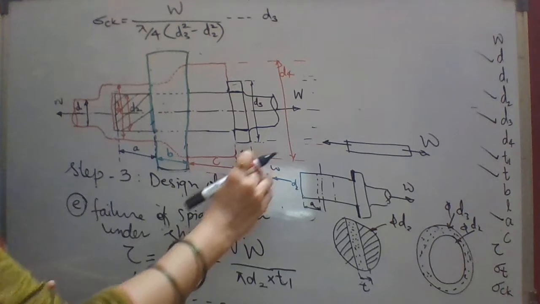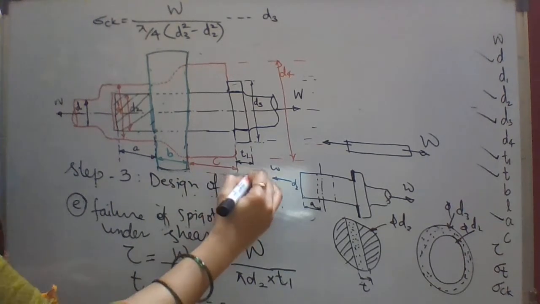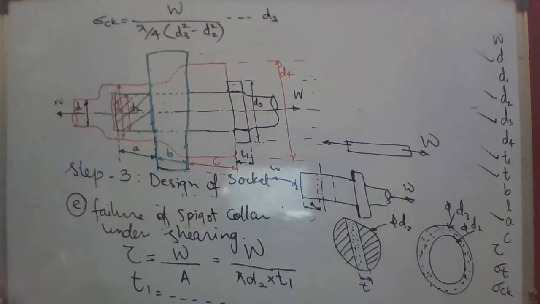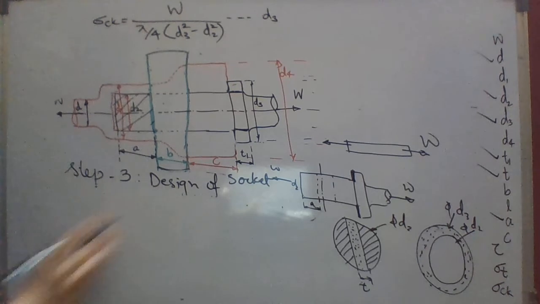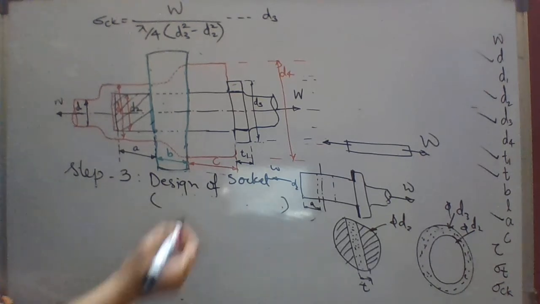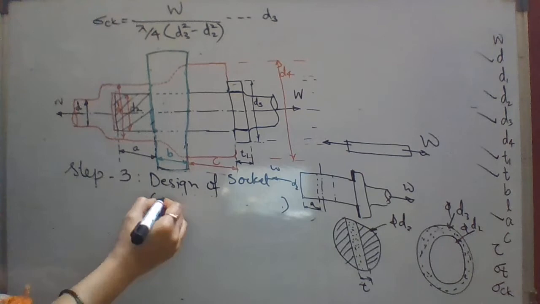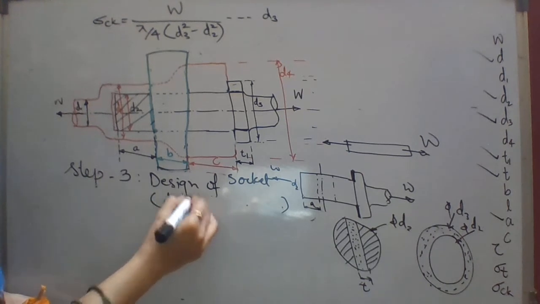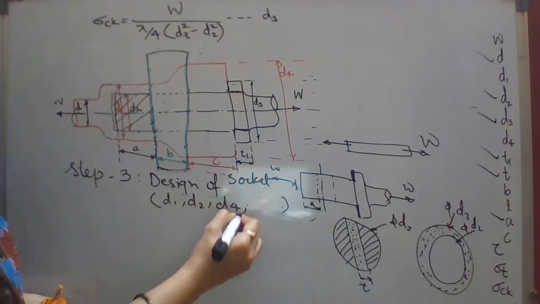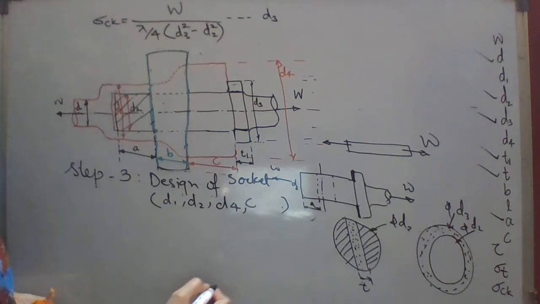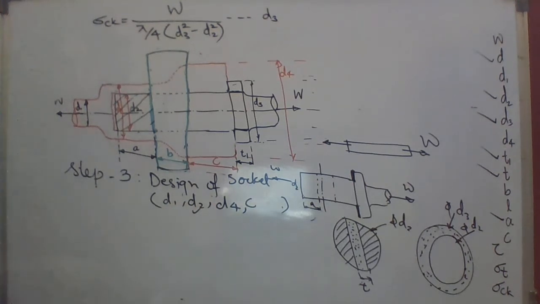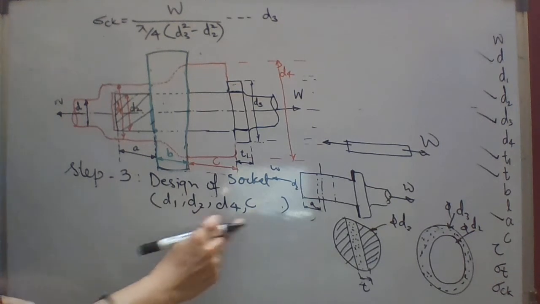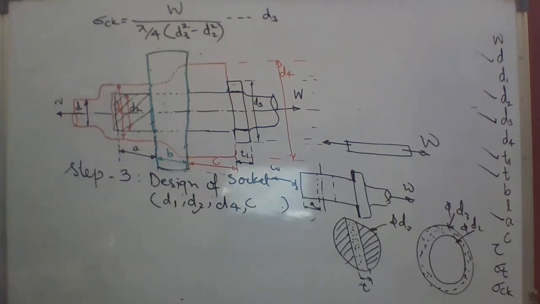जैसे जैसे मैं लिख रही हूँ आप लोग भी अपनी नोटबुक में लिखते चलो. Design of socket, and make a bracket and write down all the alphabets which I have listed already in the list of steps. All the dimensions: D1, D2, D4, C. These are the dimensions involved in the design of socket. D2 मिल चुका है, पहले ही हम लोग कैलकुलेट कर चुके हैं. बचा है D1, D4 and C. ये dimensions रह गए इसके.